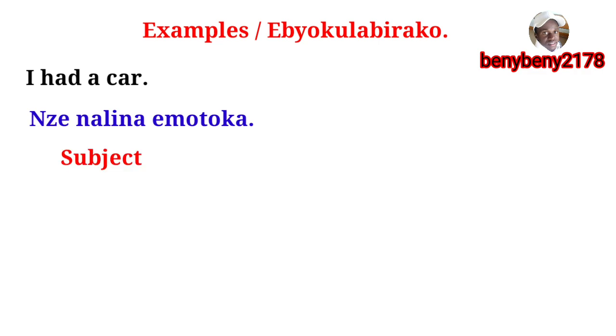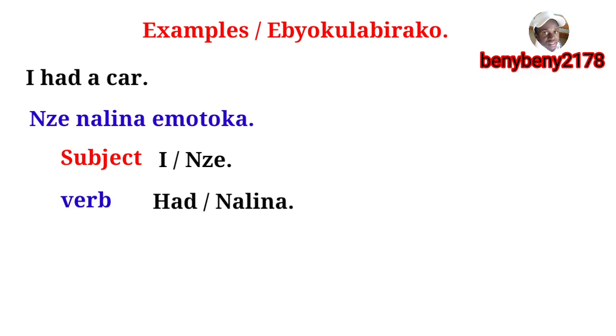Subject: I. Verb: had. Verb had comes from have or has, and in this case had is used since it is past tense. Object: car. Thus, I had a car.